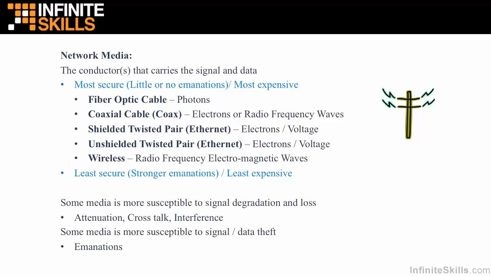So these emanations from other sources can actually penetrate into the coaxial cable and start to degrade my signal due to this interference. So coaxial cable is considered one of your better connection media for networks. The next one down on the list is shielded twisted pair, and its very close cousin, unshielded twisted pair.